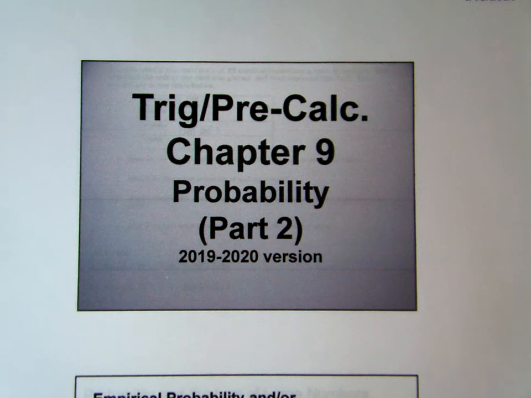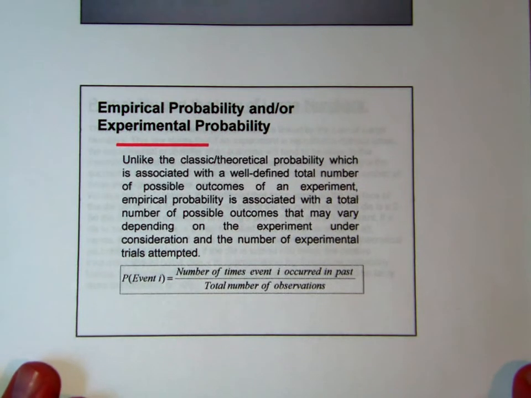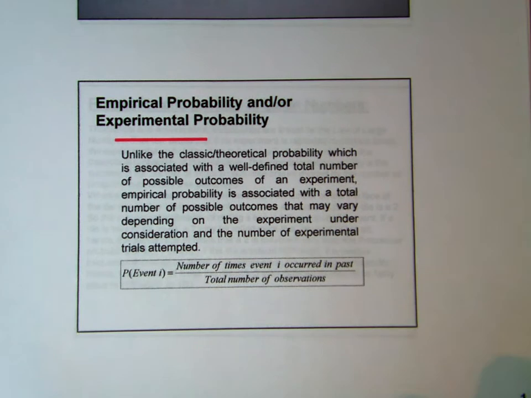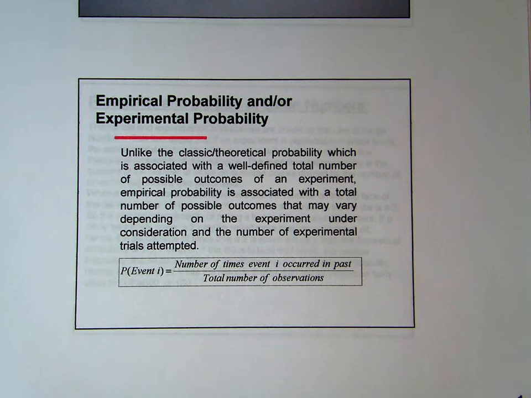All right, day 2 of probability. Our first thing we're going to do is a distinction between the types of probability we did yesterday and the types of probability we're doing today. Yesterday's probabilities were known as classical or classic or theoretical probabilities.